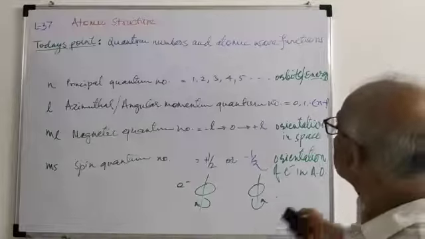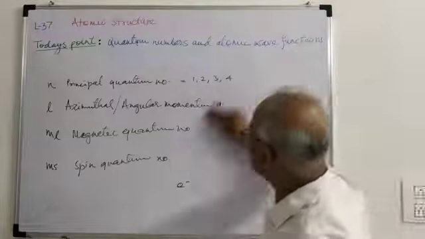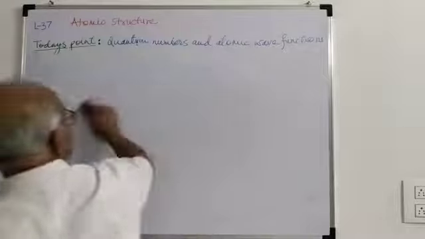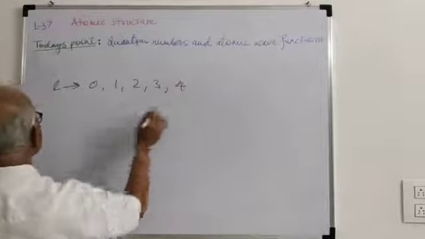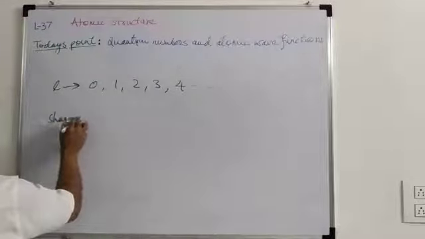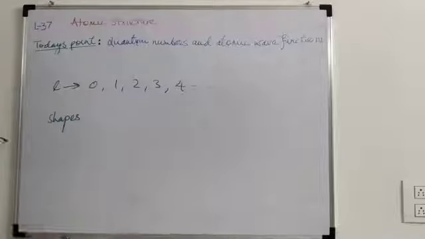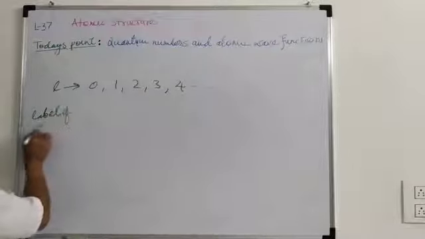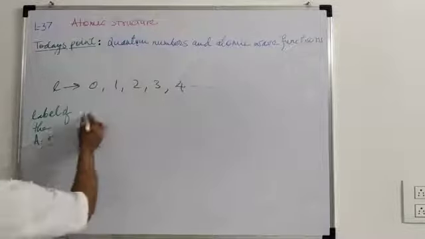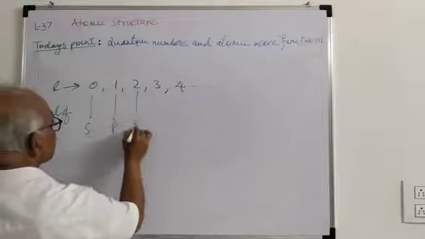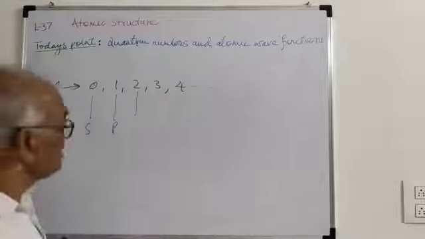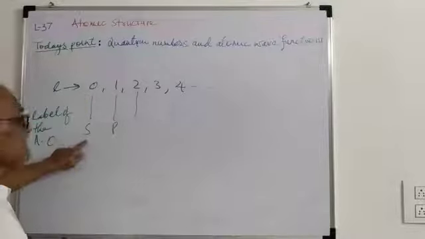Now we will see the various orbitals which are represented by these quantum numbers, that is angular momentum. When we have the values of l as 0, 1, 2, 3, 4, etc., we will have the shapes, that is, the label of the atomic orbital. So l equal to 0 describes the s orbital.